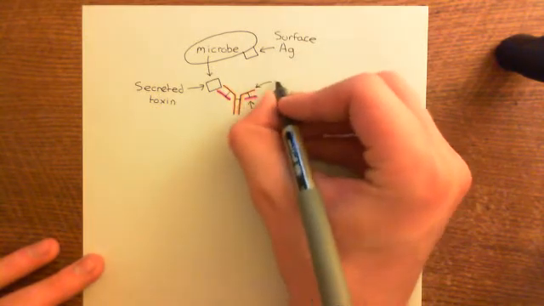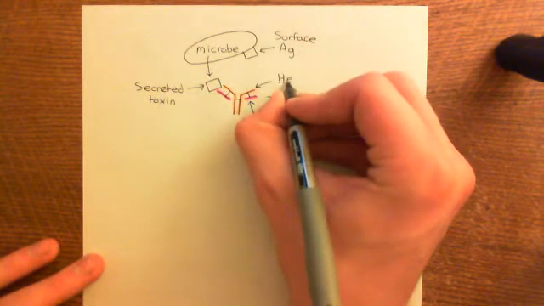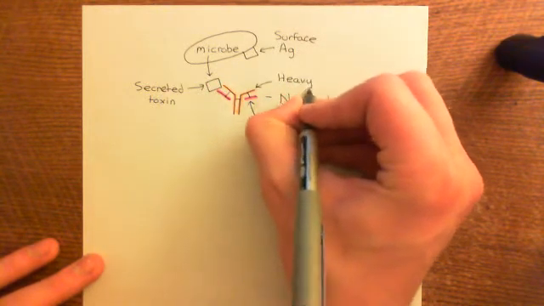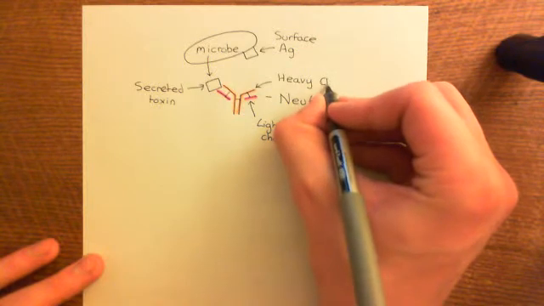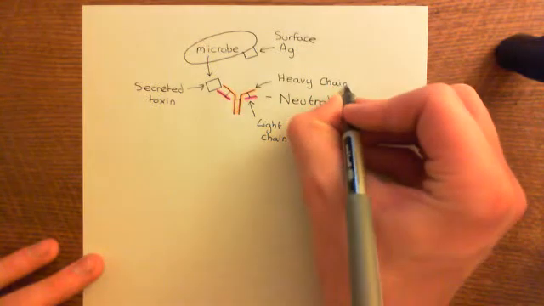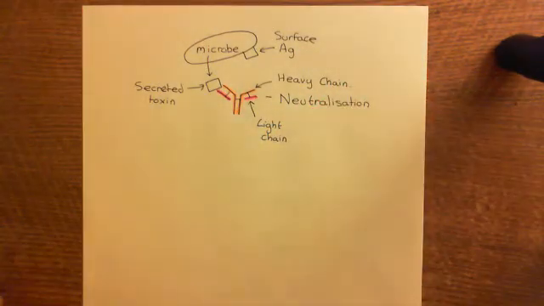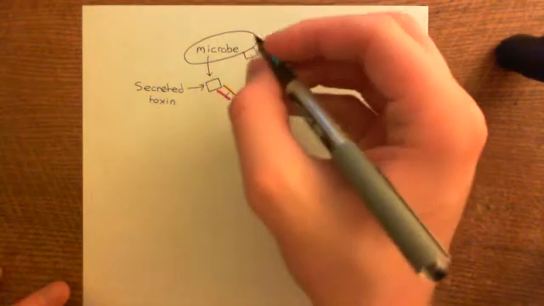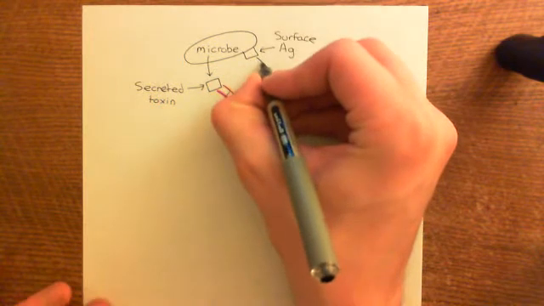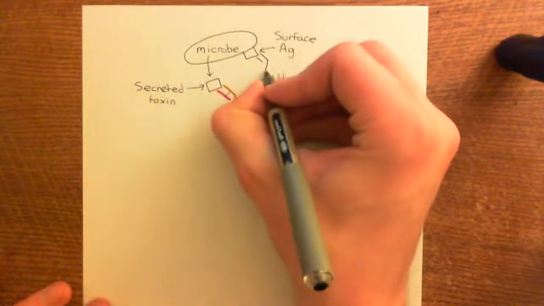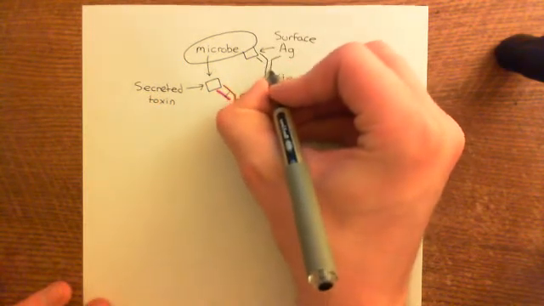So if you've got a secreted toxin, and that's what you've initiated this immune response against, then the antibody can bind to that secreted toxin and stop it from having its effect, stop it from being toxic to the body, and that's obviously of incredible benefit. Alternatively, if it's just a surface antigen on the surface of the microbe, then the antibody can bind here, and it can do two things.